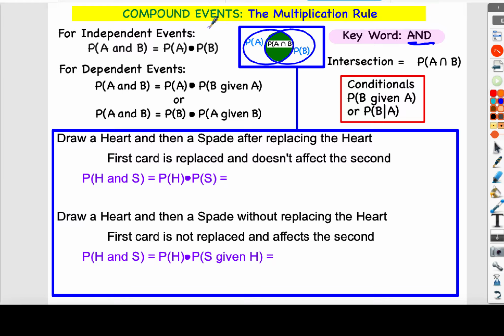It comes down to two scenarios. You can either have independent events, independent meaning that one event doesn't affect the next one, or dependent events, where the probability of the first one is going to affect the probability of the second one. A good example is down here at the bottom.